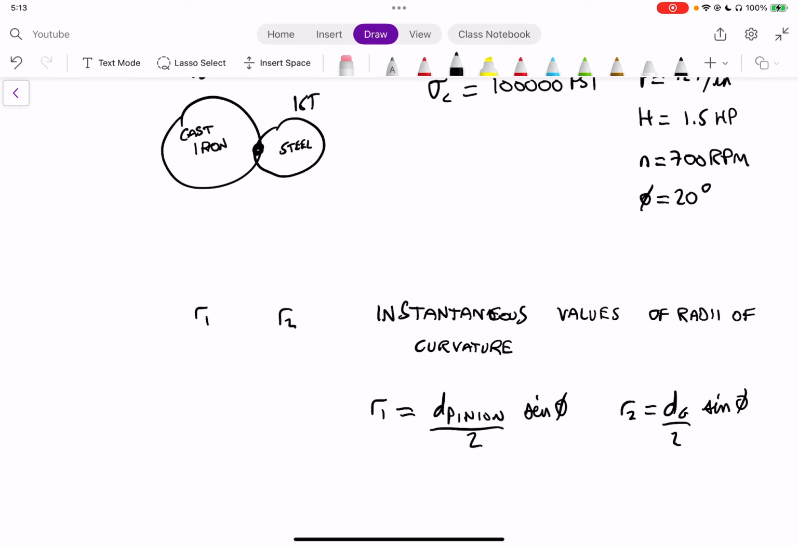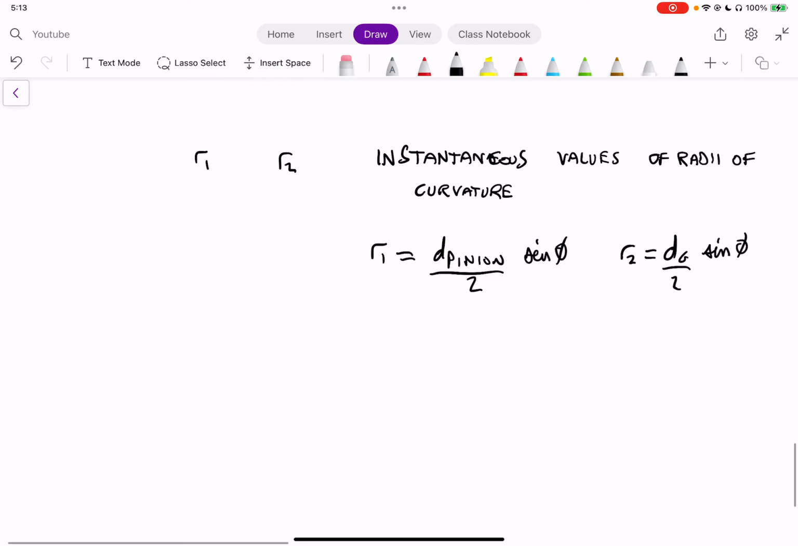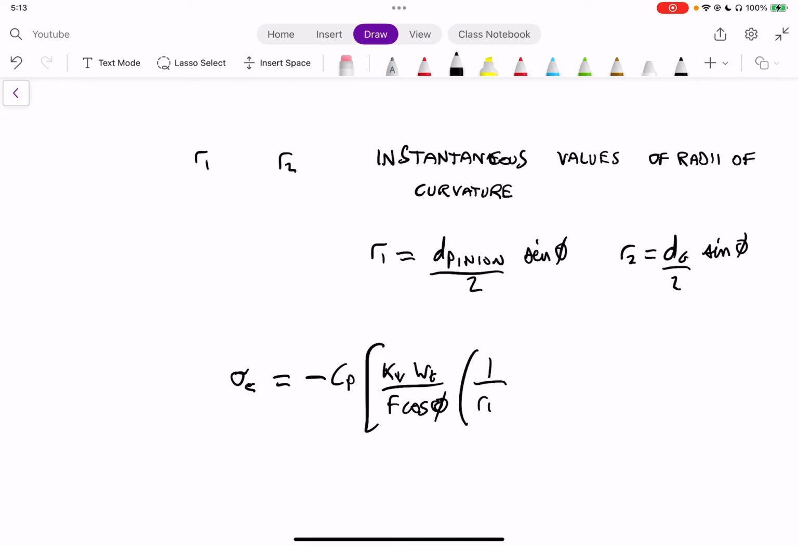Okay, so then what we can do is write our governing equation for surface durability. We know that we're talking about contact stress, so we're going to use our surface durability equation, which is sigma C equals minus Cp times Kv times Wt over F cosine phi, multiplied by 1 over R1 plus 1 over R2, and that's all going to be to the power of 1/2.